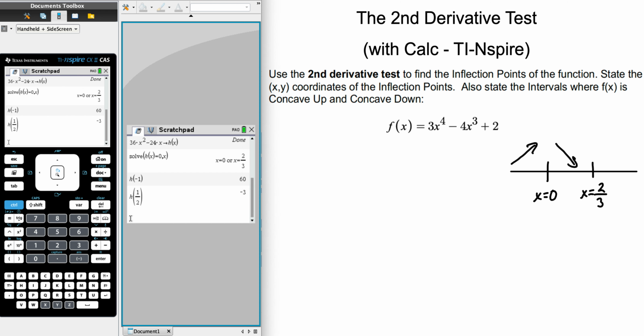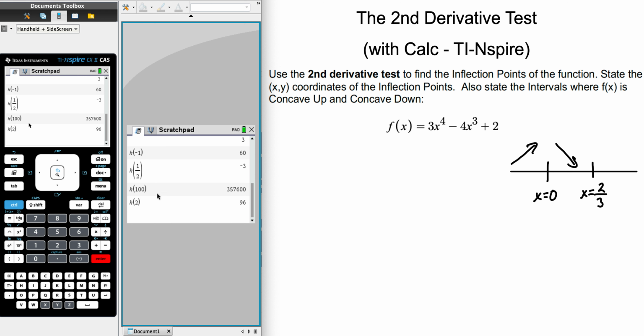And then if we put in a number larger than 2/3, which would be 1 or 2 or 3, it doesn't really matter what you put in, 100. Let's put in 100. Okay, if we put in 100, we get a huge number, right? If you were to input like 2, you would just get a smaller positive number. That's still a pretty large number. But either way, we get a positive number, meaning it's going to be concave up from 2/3 to infinity.